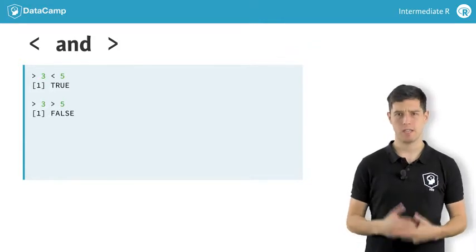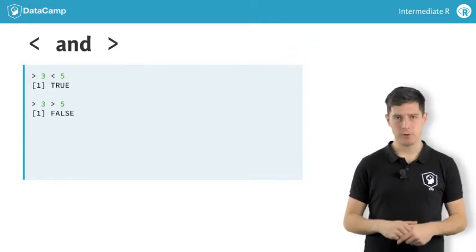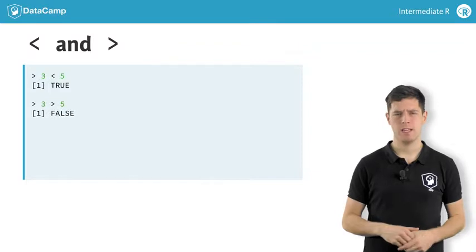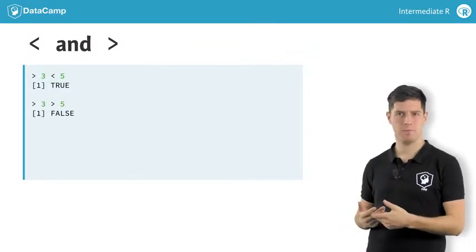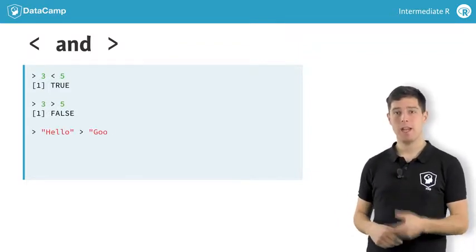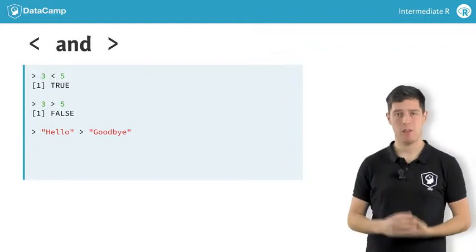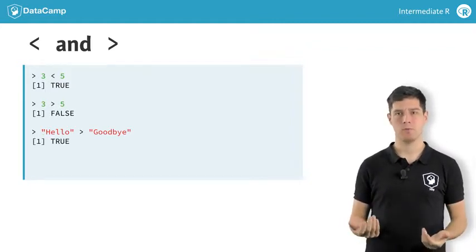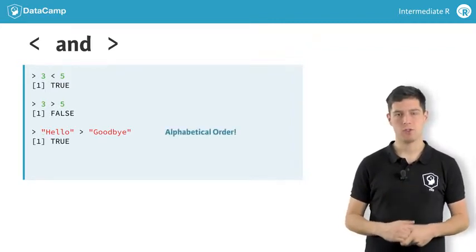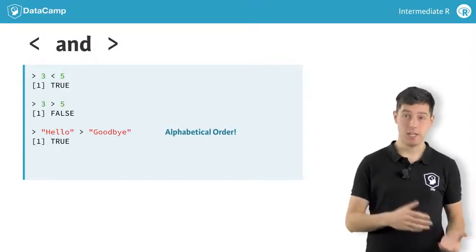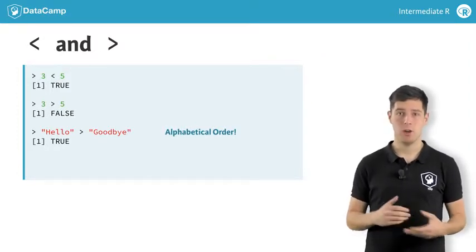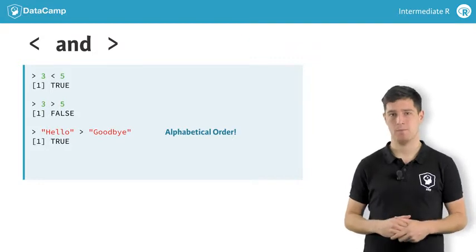For numerics, this makes sense, but how would this work for character strings and logical values? Is "hello" greater than "goodbye"? Let's find out. Apparently, "hello" greater than "goodbye" evaluates to TRUE. But why so? It's because R uses the alphabet to sort character strings. Since H comes after G in the alphabet, "hello" is considered greater than "goodbye".